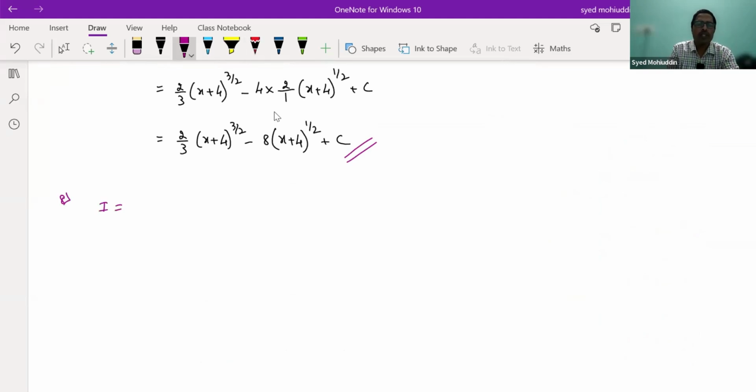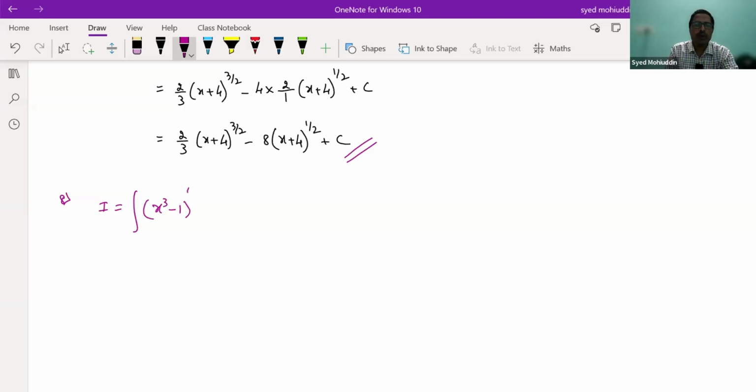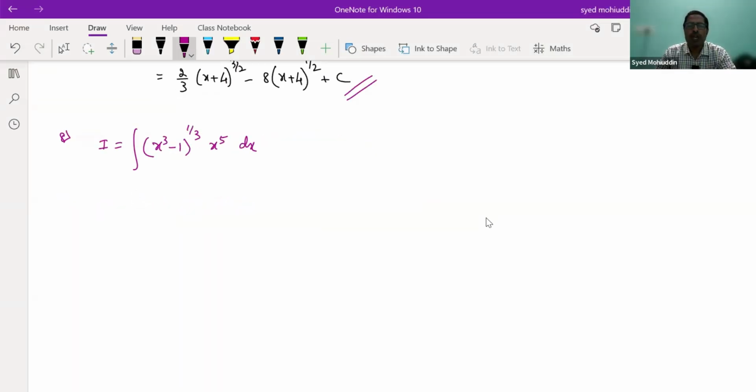Evaluate I equals the integral of (x cube minus 1) whole to the power of 1 by 3, times x power of 5, dx. Now the question is, which value do I need to take as t? If I take x cube minus 1 from x cube, you will not be able to get x power of 5. From a smaller power, you cannot get a greater power, but from a greater power, you can get a smaller power. So the possibility is that I can take this as t.